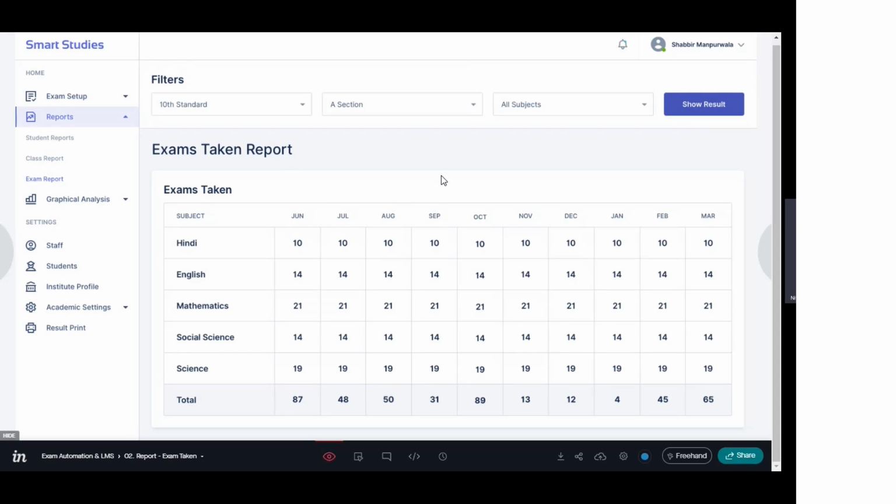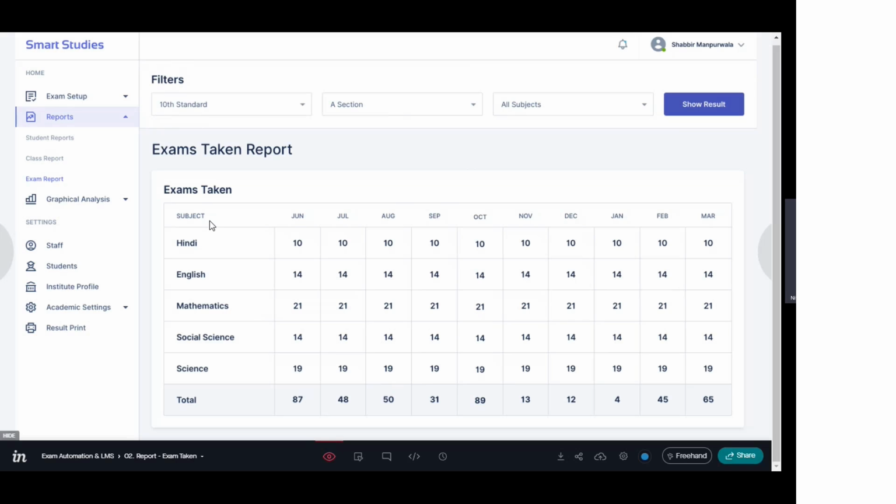Here, as you can see on the screen, we can apply the filters class wise, where the class, the respective section, and any particular or all subjects will come. Once you click on show results, a report will come up below which will show the number of exams taken subject wise for that particular class and section.